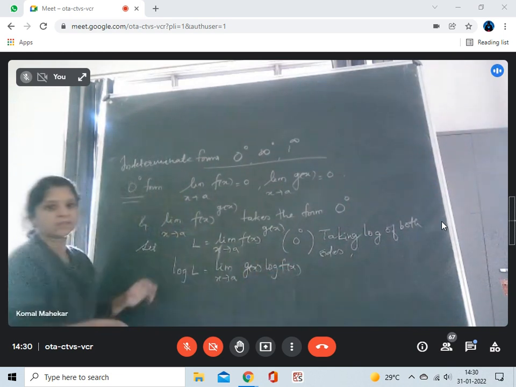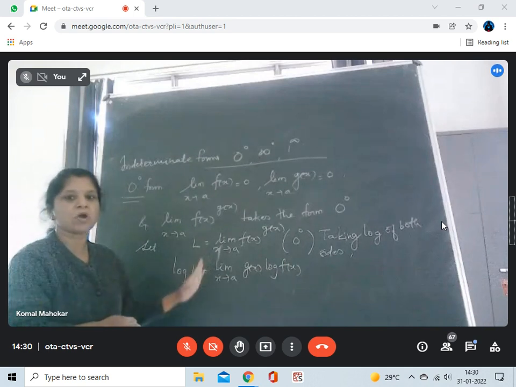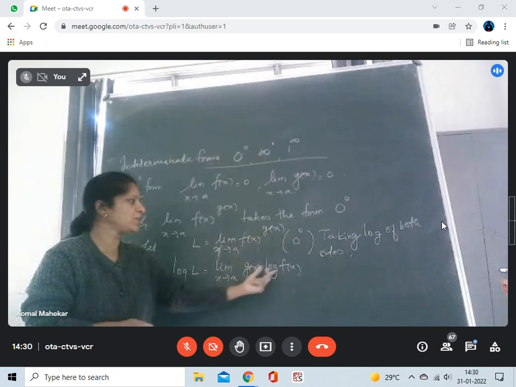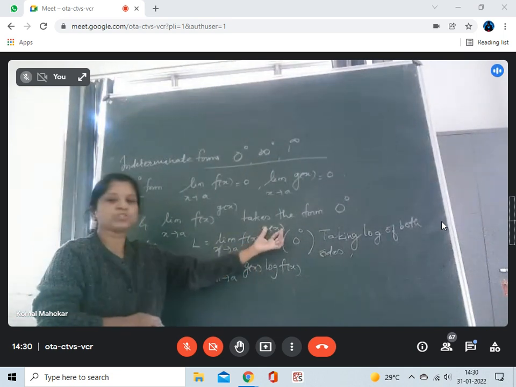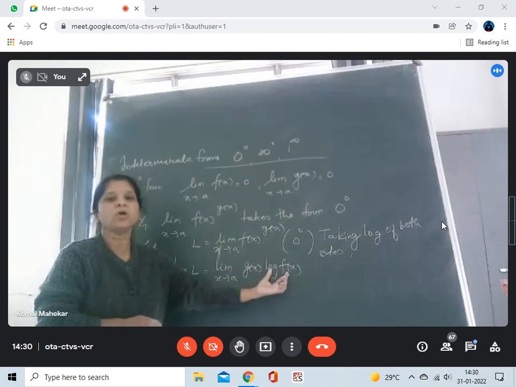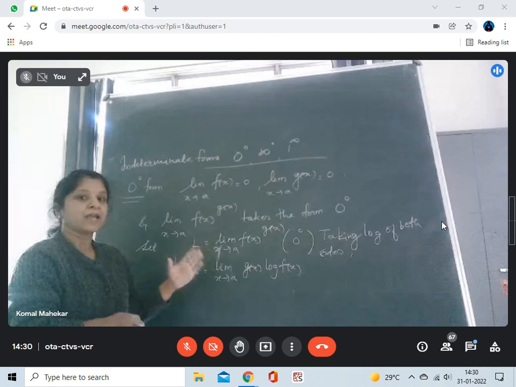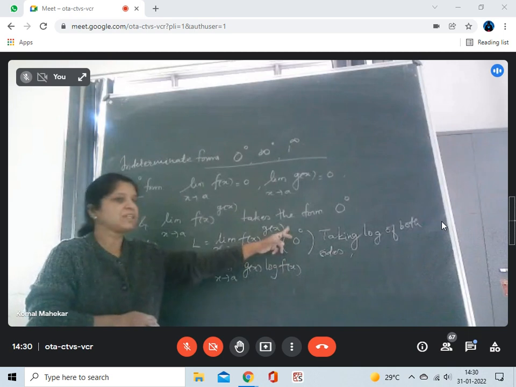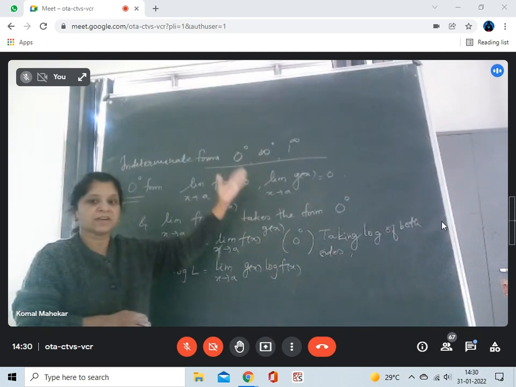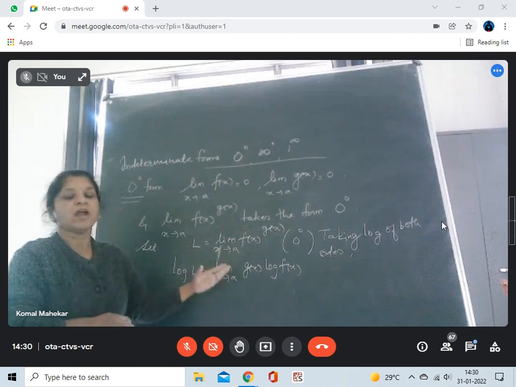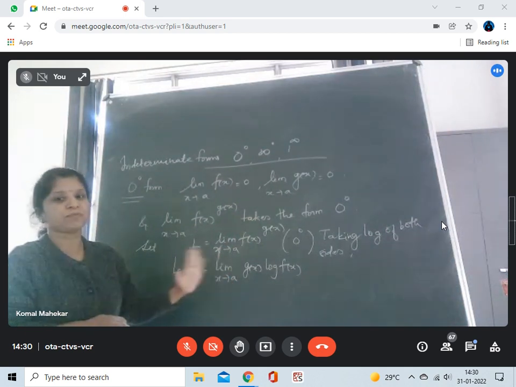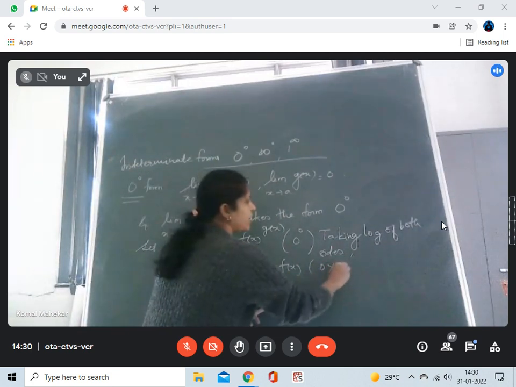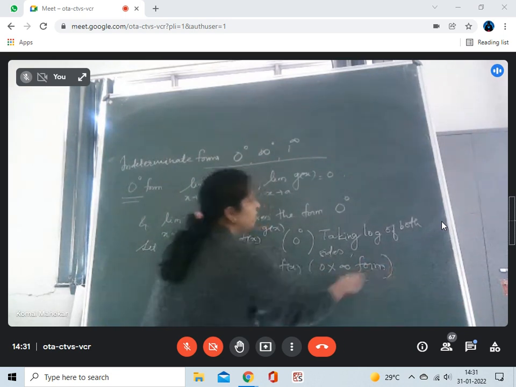Use the property of logarithm: log of a raised to b is given as b into log of a. With the help of that, we can write this as g(x) into log of f(x). So when we take log of this f(x) raised to g(x), this becomes g(x) into log of f(x), which was in 0 raised to 0, infinity raised to 0, or 1 raised to infinity form. After taking logarithm, that will get converted into 0 into infinity form.